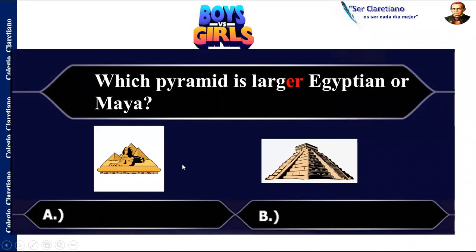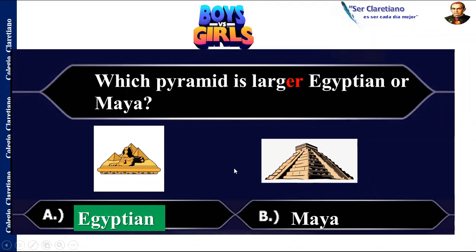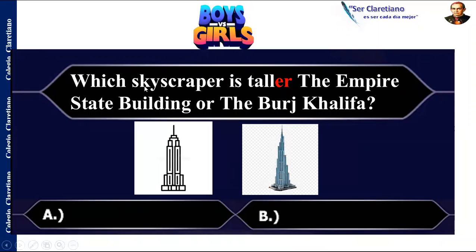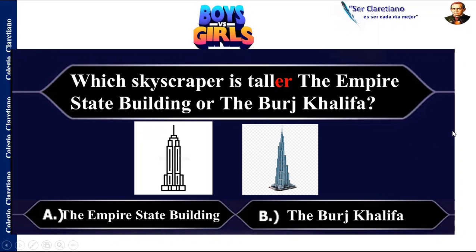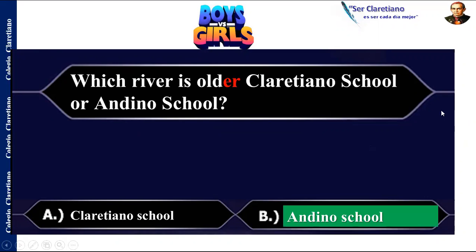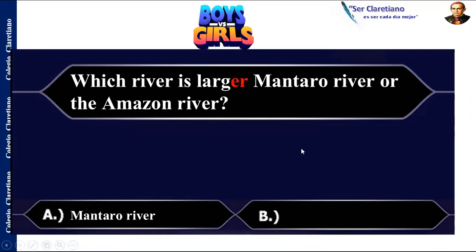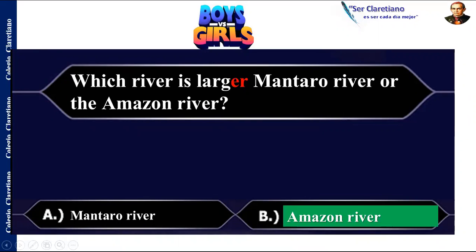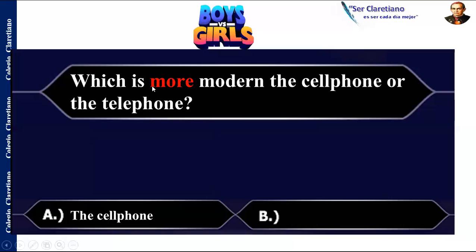Also, we talk about which pyramid was the Egyptian, no, do you remember? Then we talk about a skyscraper. This is the vocabulary from the last class. Which was the Burj Khalifa, no, we see? Also, we talk about which school is older. It was Claretiano or Andino, no? And it's Andino, the older. Now, please, this is comparative, remember, larger, taller, okay? And when the adjective is long, remember, it's more modern.